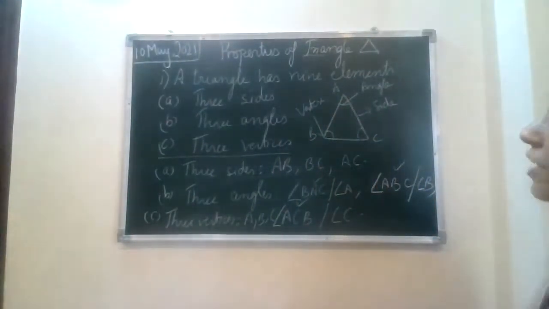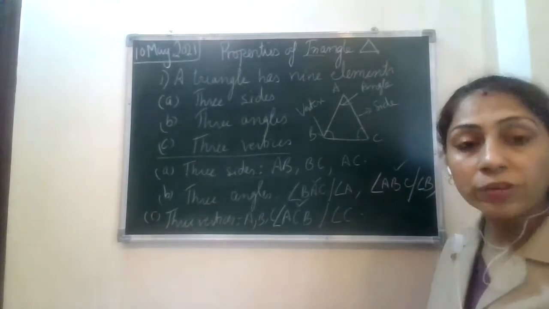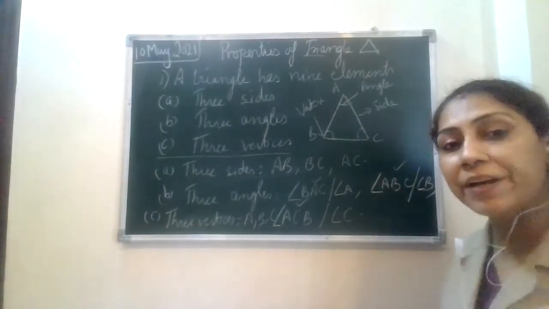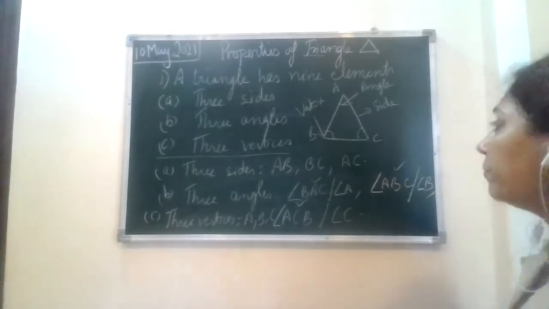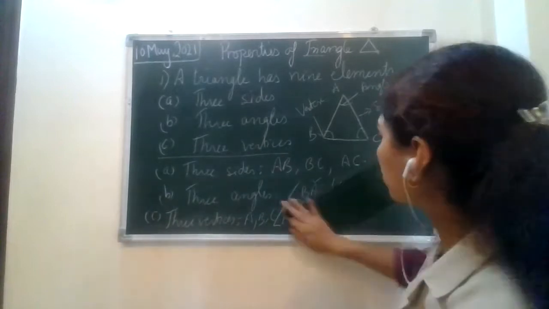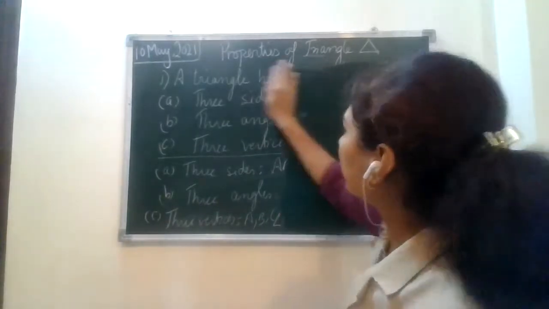Now, triangles are differentiated on the basis of sides and on the basis of angles, and accordingly they are named. Fine. So see here, this topic also you have studied in your class 6. So I'm going to cover this also. Okay.